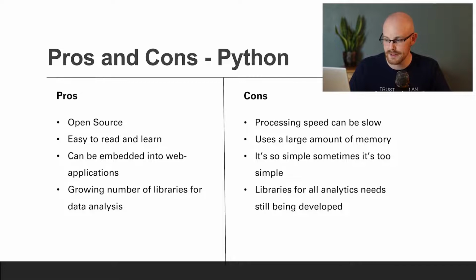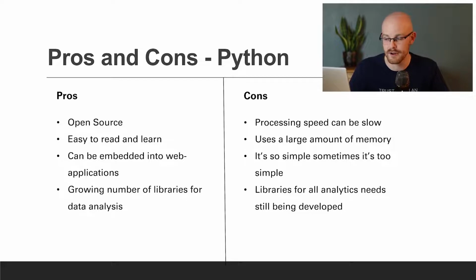It uses a large amount of memory, which is part of why it's running slow. It's simple to learn and it's simple to use. And sometimes that's actually an issue, because it's so simple. When you need to do really complicated things, it can be kind of hard to do, whereas in R, that's what it's built for. It's made for those complex calculations. And so that's why those packages and libraries are built the way they are.